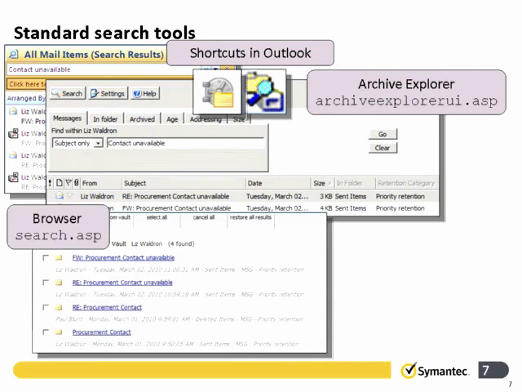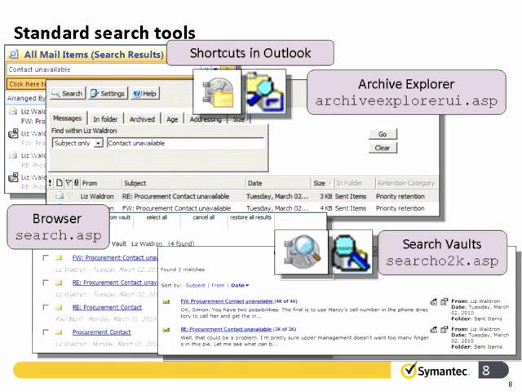We have a browser search capability, and this is what it looks like when you open up the items or find items in the browser search. Once again, you can open this up either from within the integrated search, or you also have the option of manually in a web browser typing in the address of the Enterprise Vault server and specifying the active server page search.asp. We also have the Search Vaults capability.